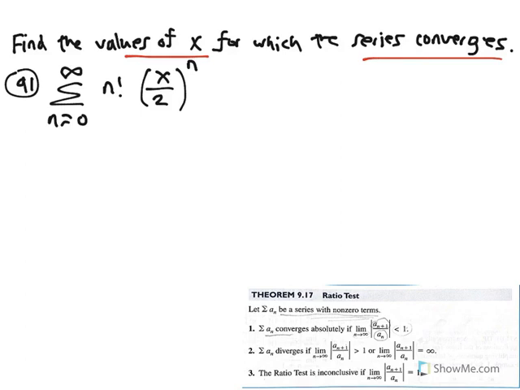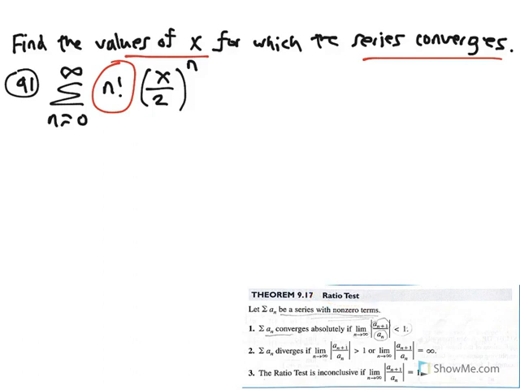However, to do the work for number 91, we must use the ratio test, or we can use the ratio test. It's the best way to go because you have a factorial expression here. So find the values of x for which the series converges. So how will we do that? We will use the ratio test to find the values of x for which this series converges.